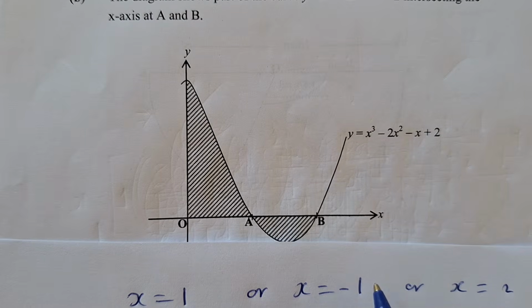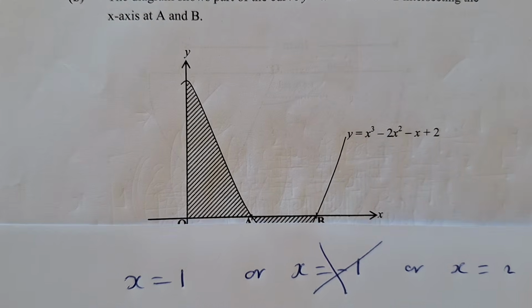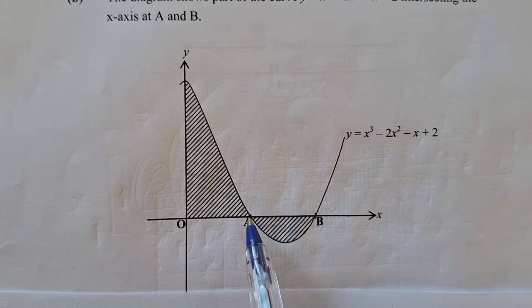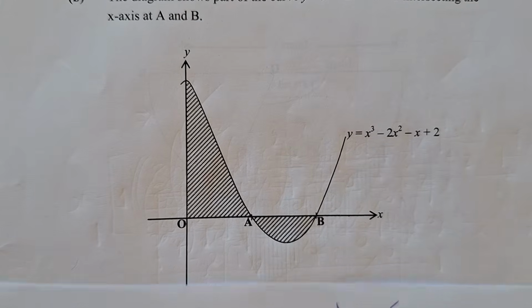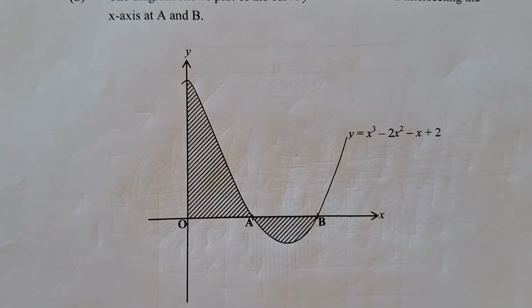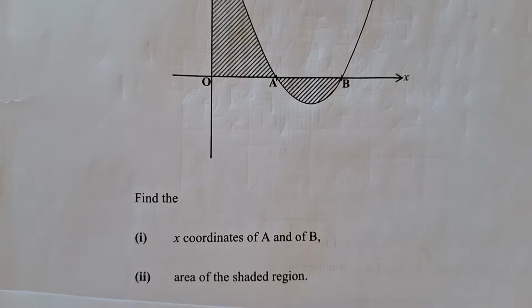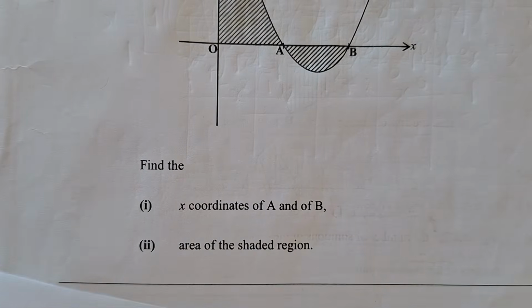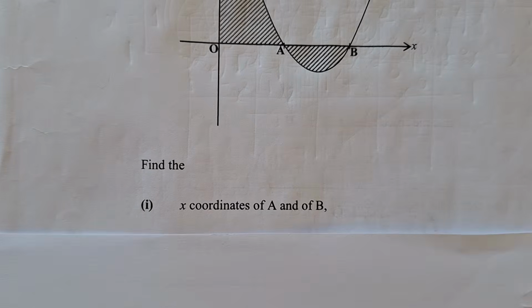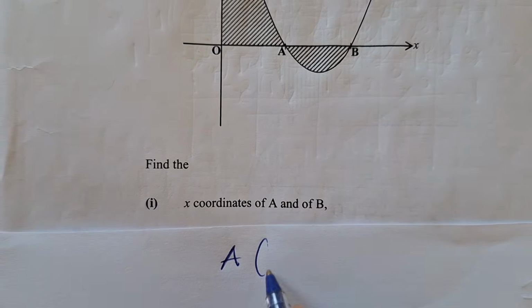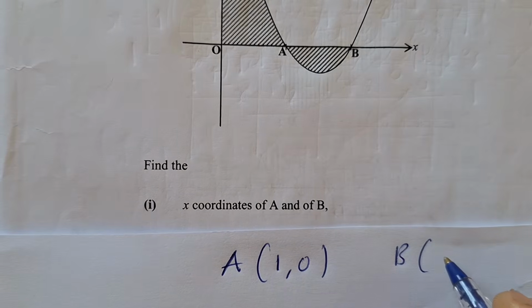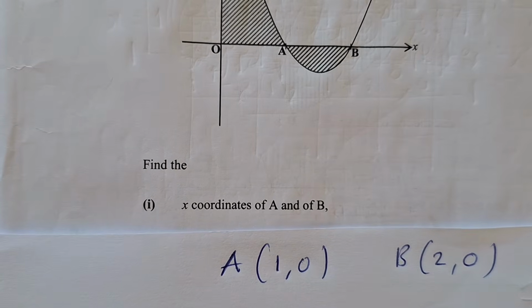So -1, we are not going to use it because we are on the positive side. You can see, this is 1 and this will be 2. So the coordinates that we are looking for at A, our answer for A is (1, 0), while B is (2, 0). So these are the coordinates.